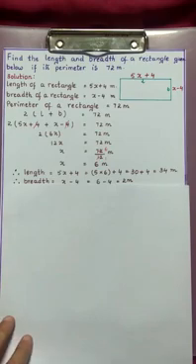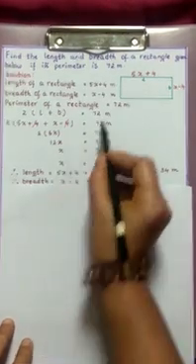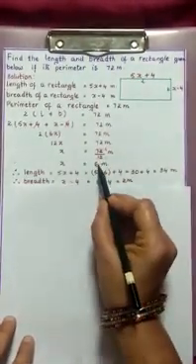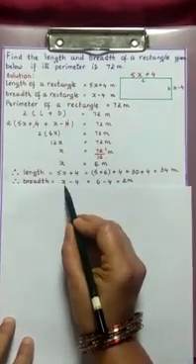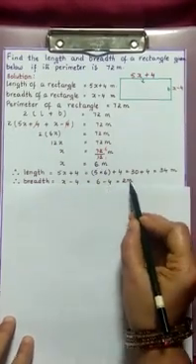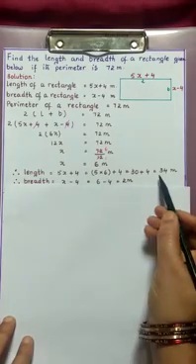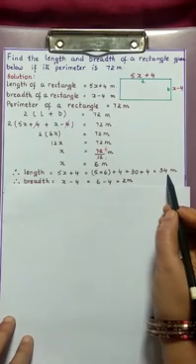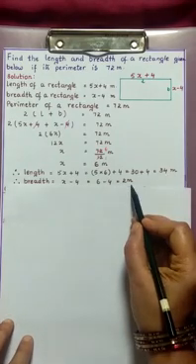Now let us find what is breadth. Breadth is x minus 4. Now substitute 6 in place of x. So 6 minus 4, which is 2 meters. So what are our required dimensions? Length is 34 meters. Breadth is 2 meters.